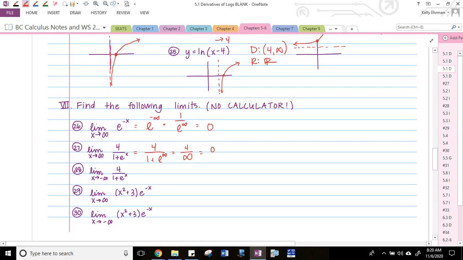What if you plug in negative infinity? 4 over 1 plus e to the negative infinity is like 1 over e to the infinity. So really, it's like 4 over 1 plus 0, right? Because this term here is going to approach 0. So that limit is 4.